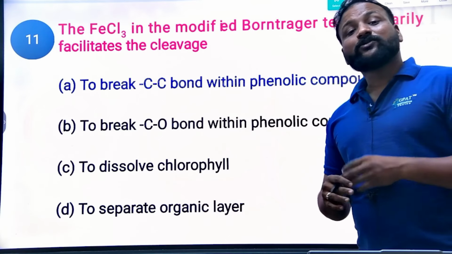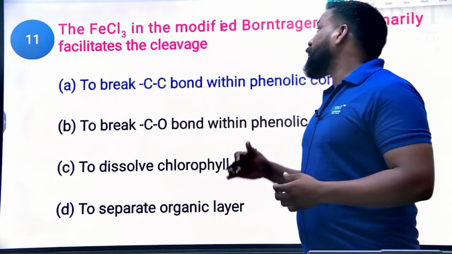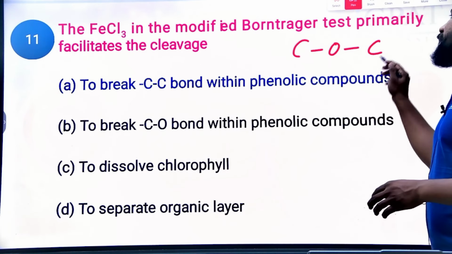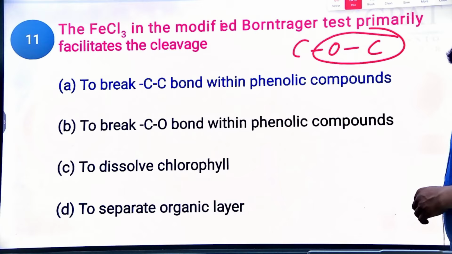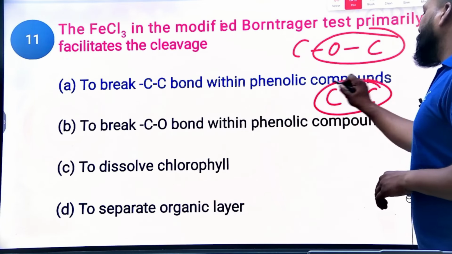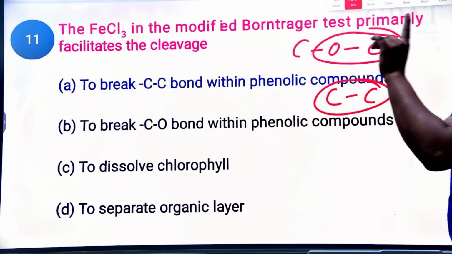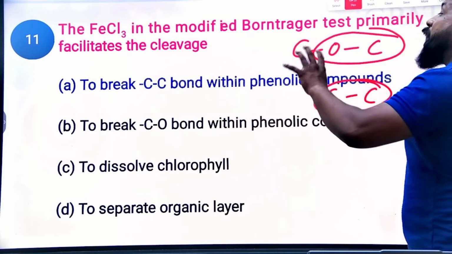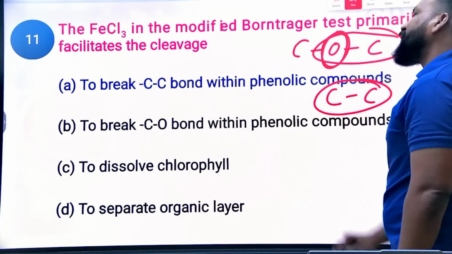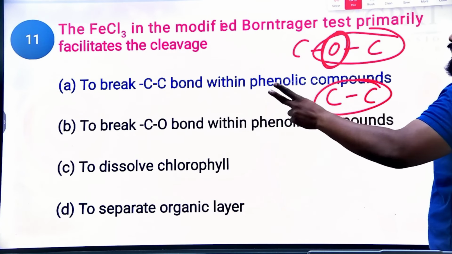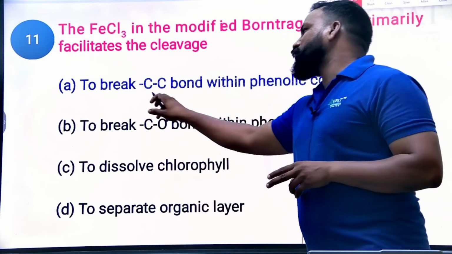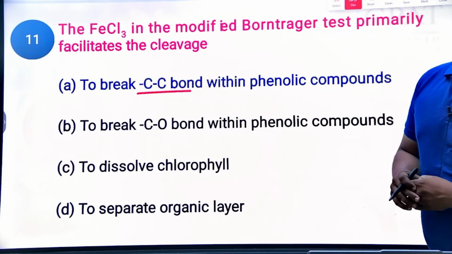Because we have already seen that the Borntrager's test is mainly used to break the bond between oxygen and carbon, whereas the modified Borntrager's test is mainly to break the bond between C and C. In the Borntrager's test, the anthracene should first be oxidized. If it contains oxygen only, then only it can cleave the compounds. But the modified Borntrager's test is to break the C-C bond within the phenolic compounds. Clear?